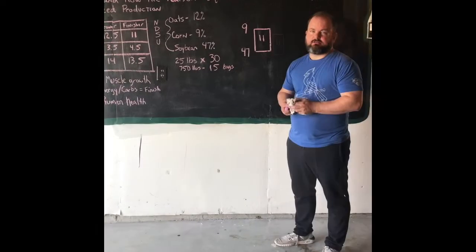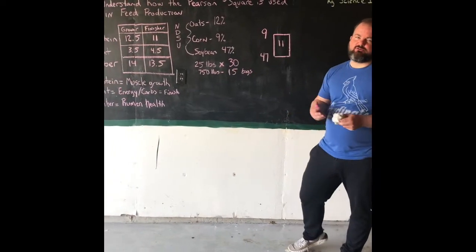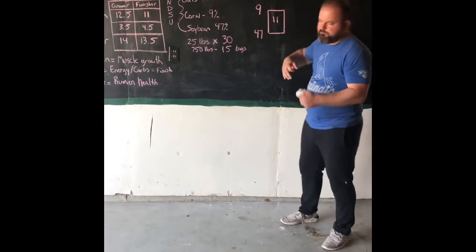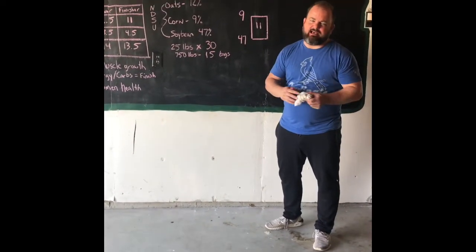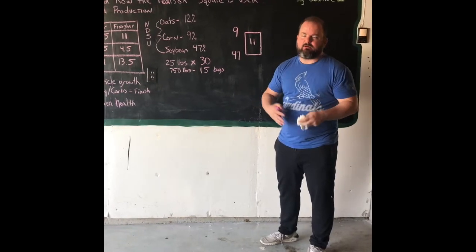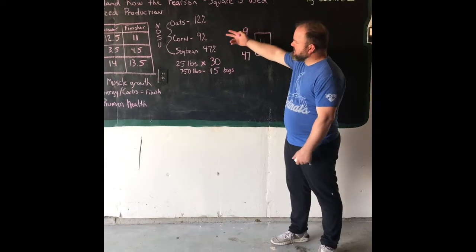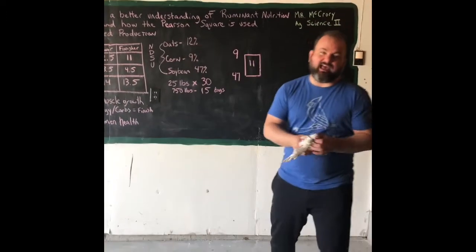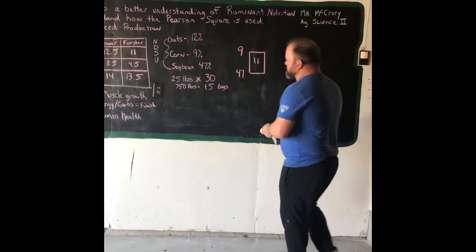So 15 bags. Now what we're going to do is a formulation for this. A lot of times this feed will have a lot of different things in it, but I just want to do this. We're going to mix corn with soybean meal, and see how many parts of each we would have. That's what we do with the Pearson Square.